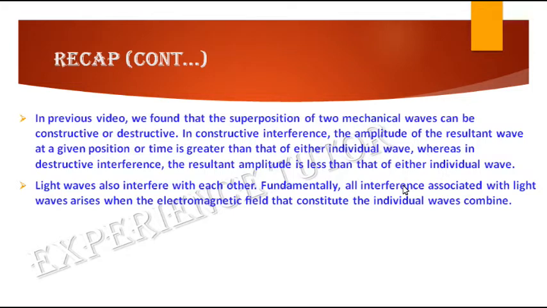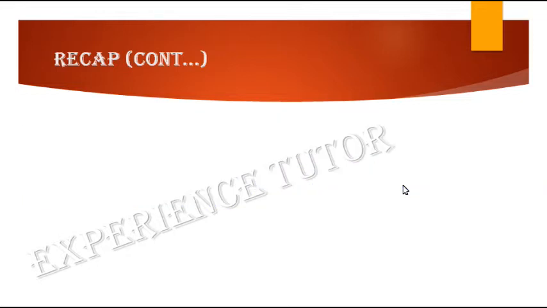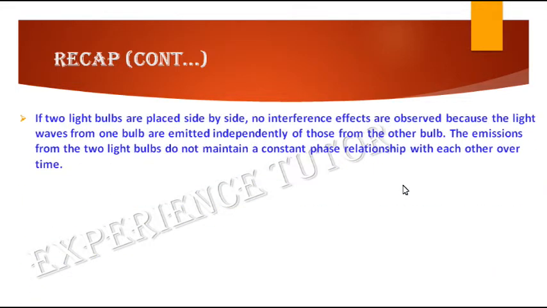Light waves also interfere with each other. Fundamentally, all the interference associated with light waves arises when the electromagnetic fields that constitute the individual waves combine. So let us take an example of two bulbs. If two light bulbs are placed side by side, no interference effect is observed because the light waves from one bulb are emitted independently of those from the other bulb.